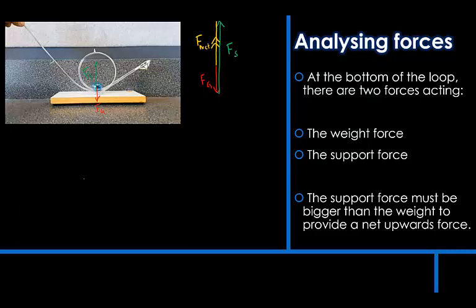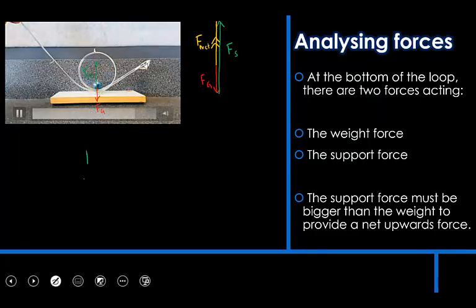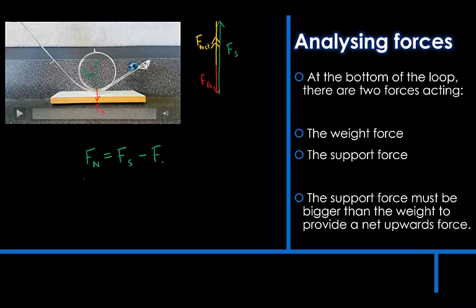Or we can write that here as well. F net here is going to be equal to F support minus F weight. So the length of this orange arrow is the length of the green arrow minus the length of the red arrow. In fact, I called it Fg, not Fw. Okay, so that's at the bottom.